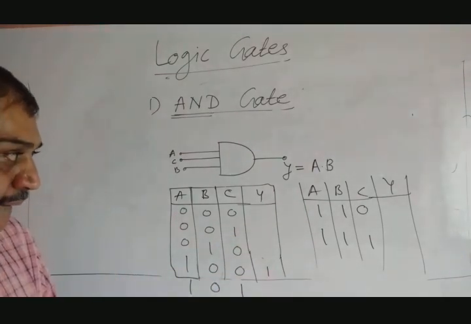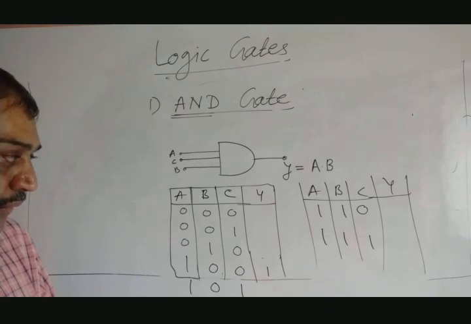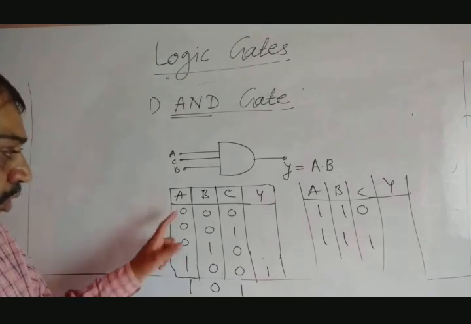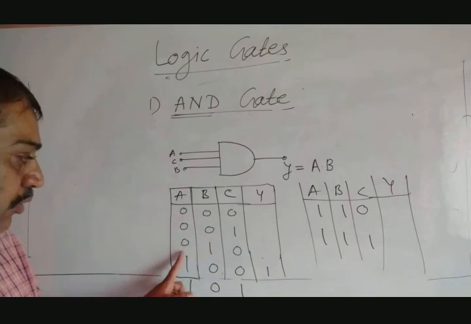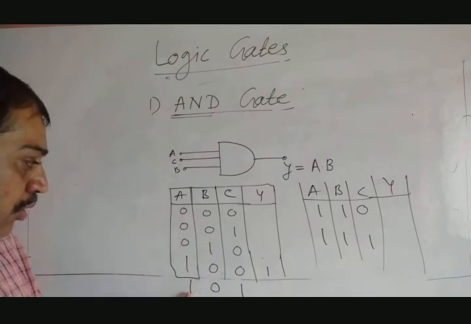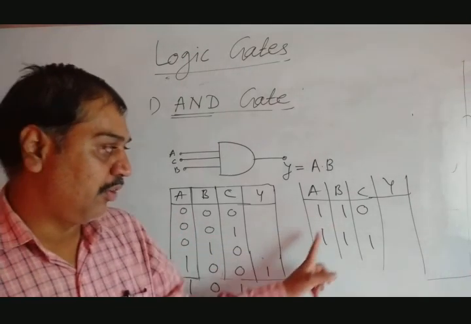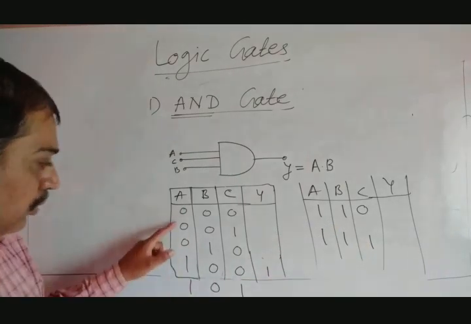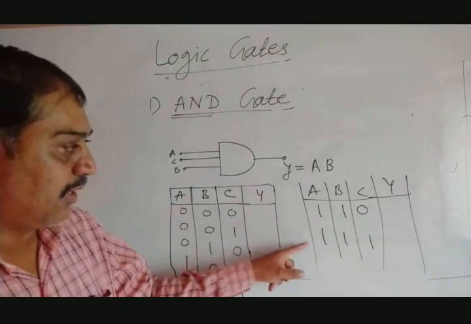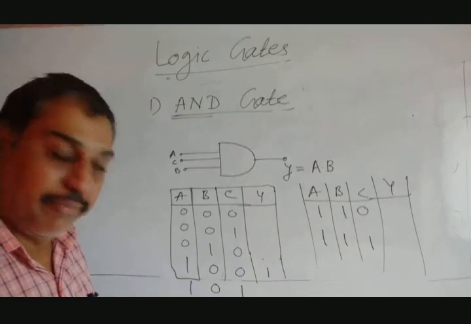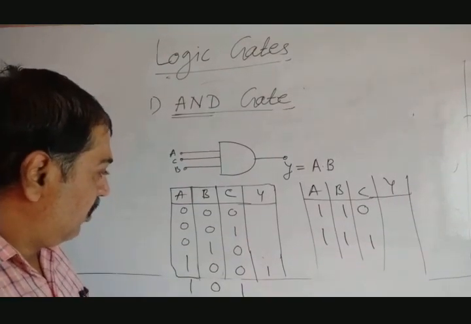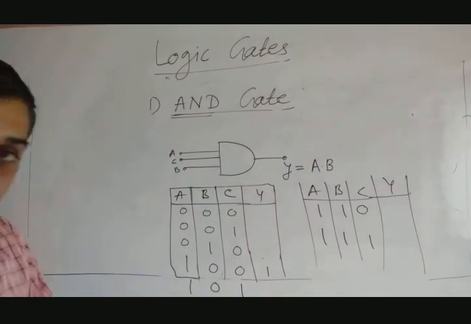Something is wrong. 0 0 0, 0 0 1, 0 1 0, 0 1 1, 1 0 1, 1 1 0, 1 1 1. 2 3 4 5 6 7. I am getting 7, but it should be 8. So there is something wrong somewhere. Yes, I got it. I will find where it is wrong.